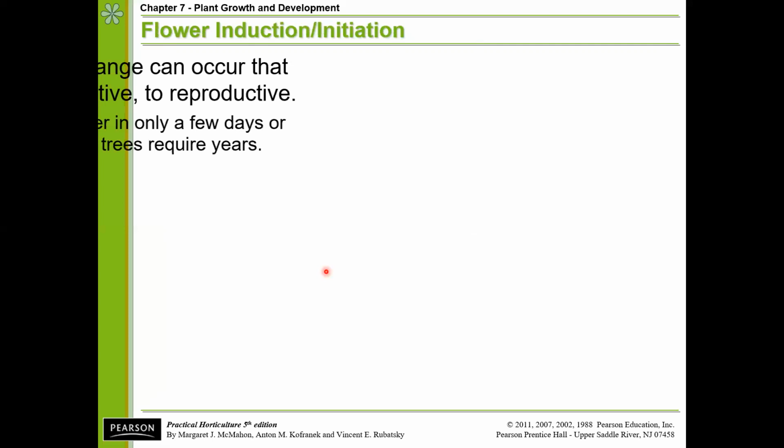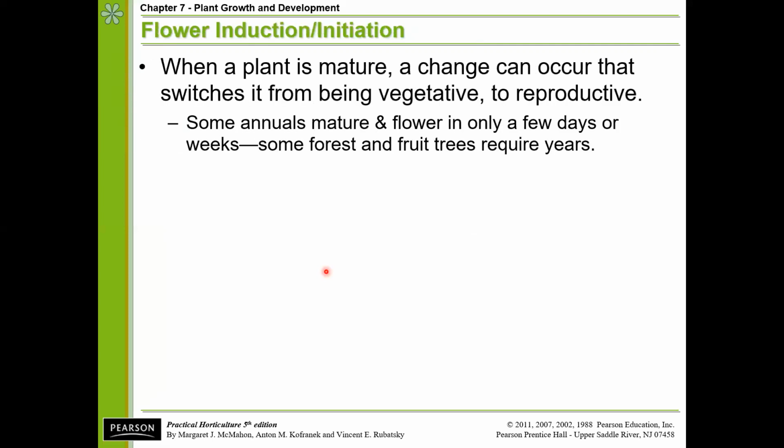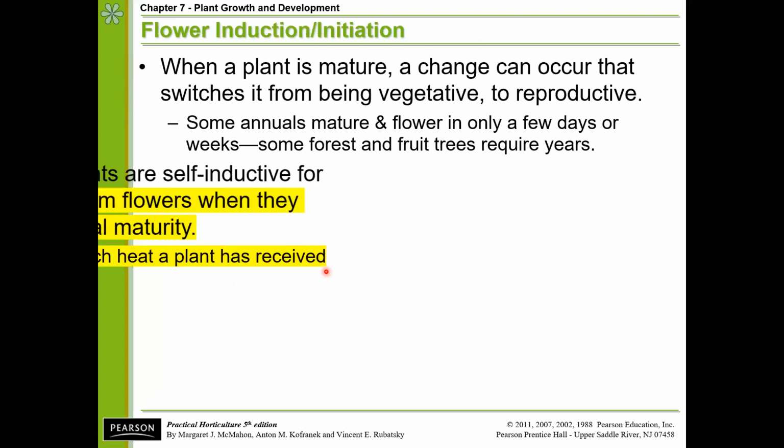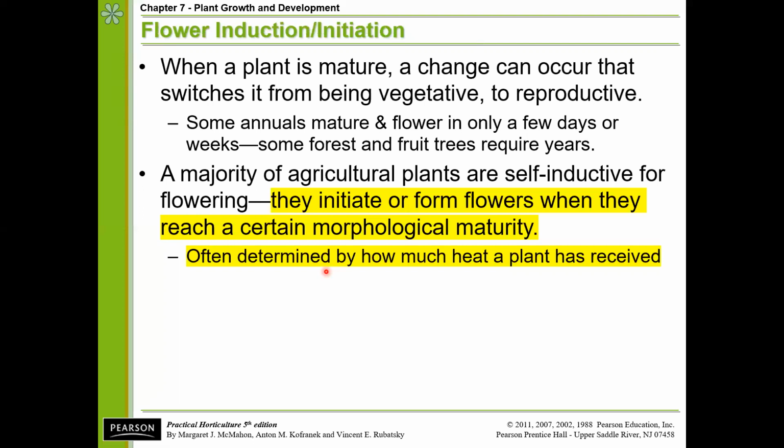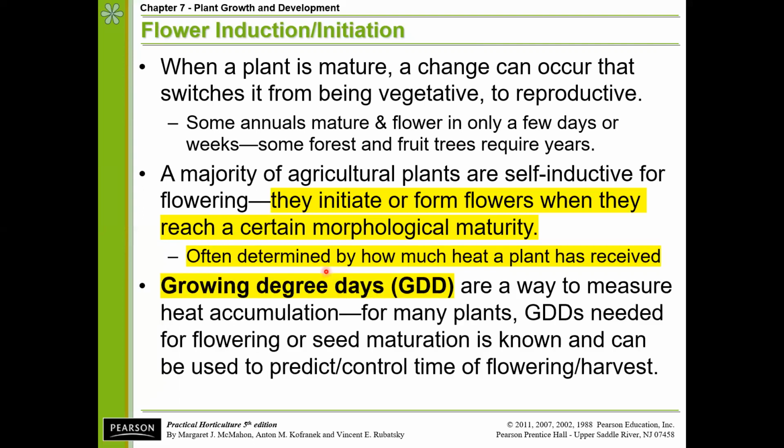So first, let's look at flower induction and initiation, which basically is just where the meristem shifts from being vegetative into reproductive. And they go from just making kind of leaf buds to developing flower buds as well. And for most of our agricultural plants, they are self-inductive. So they will actually just get to a certain size, and then that stimulates them to produce flowers.